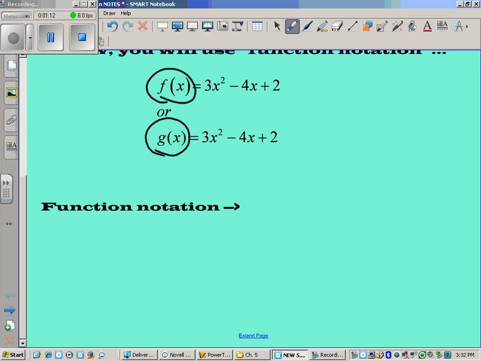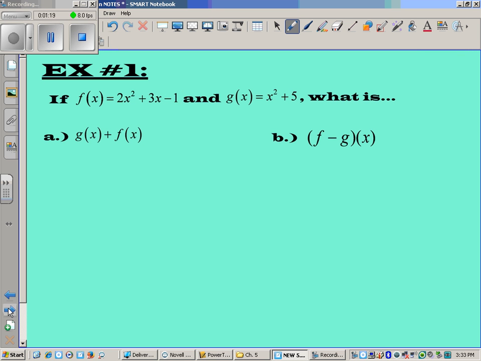So when I give you this f of x or g of x, it's the same thing as a y equals. Okay? All right, so here's our first example. If I tell you that f of x is 2x squared plus 3x minus 1, and that g of x is x squared plus 5, part A says what is g of x plus f of x? So what do you think that's asking us to do? It's asking you to take g of x and add it to f of x, right?